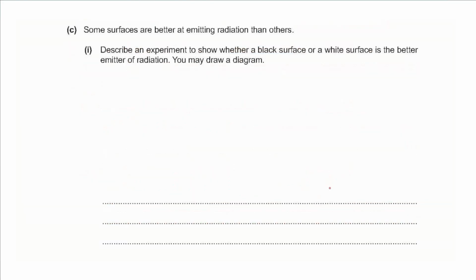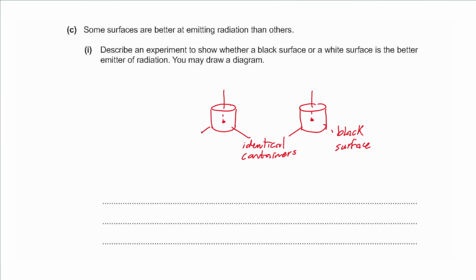Part C says some surfaces are better at emitting radiation than others. I says describe an experiment to show whether a black surface or a white surface is the better emitter of radiation. You may draw a diagram. We can say that we have two identical containers like these, two cylinders, for example, and we add thermometers inside each container with hot water inside, and we must label these containers. We can say that these are identical containers, one with black surface and one with white surface, and these here are the thermometers to measure the temperature.